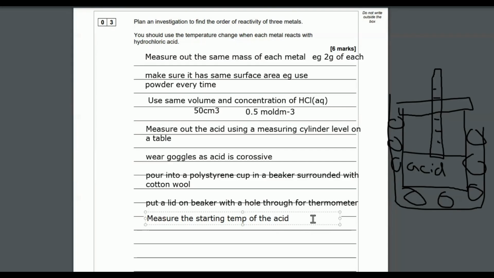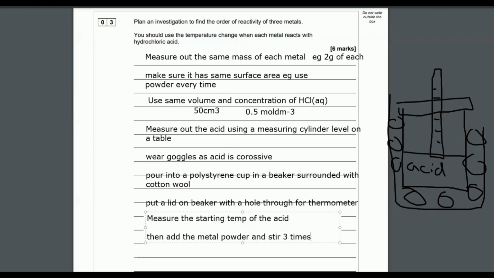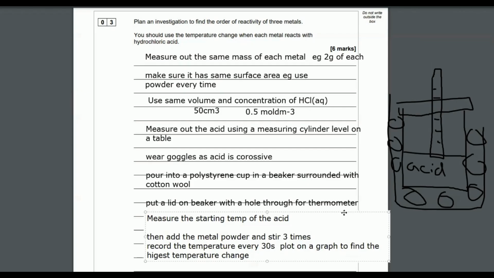Cool. And then what we want to do is then add the metal powder and stir 3 times, record the temperature every 30 seconds, plot on a graph to find the highest temperature change. So what you're essentially doing is you're going to record the temperature every 30 seconds.